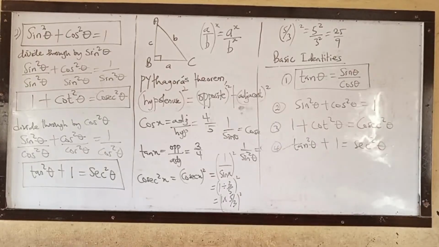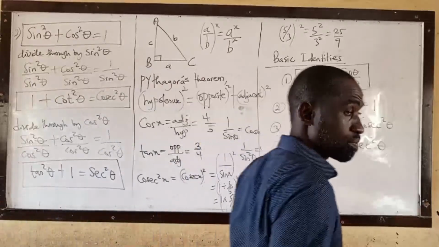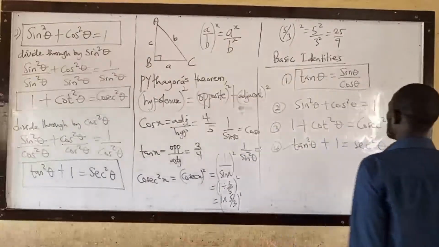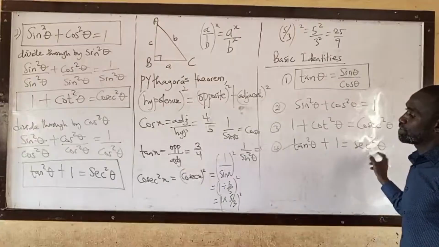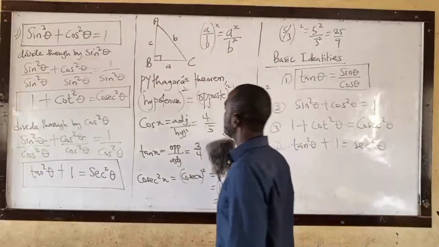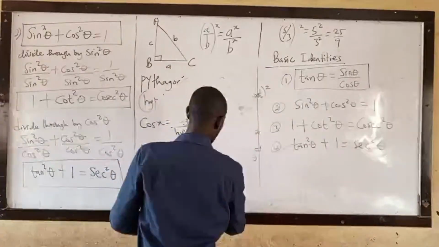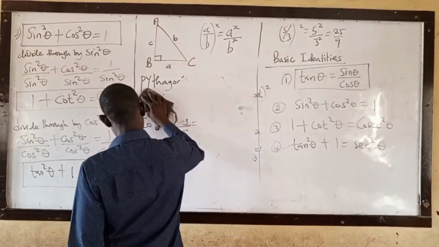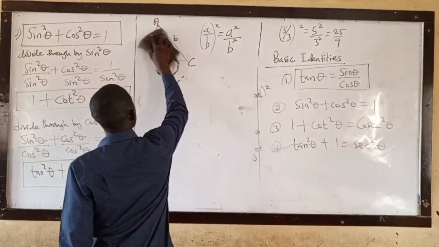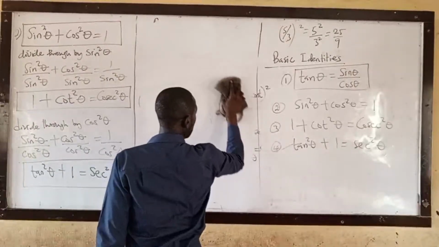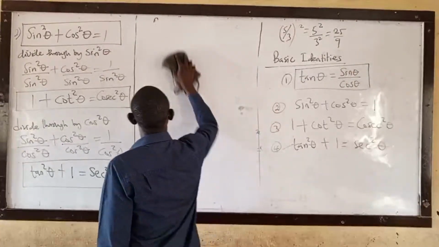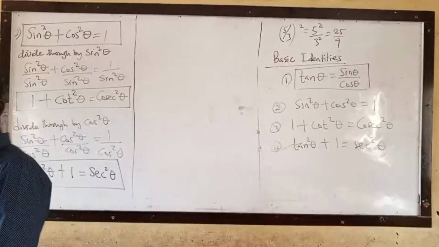So let's continue. So let's go forward now. The four trigonometry identities that we have, how do you apply them? Yes, sir. Understand. How do you apply them?